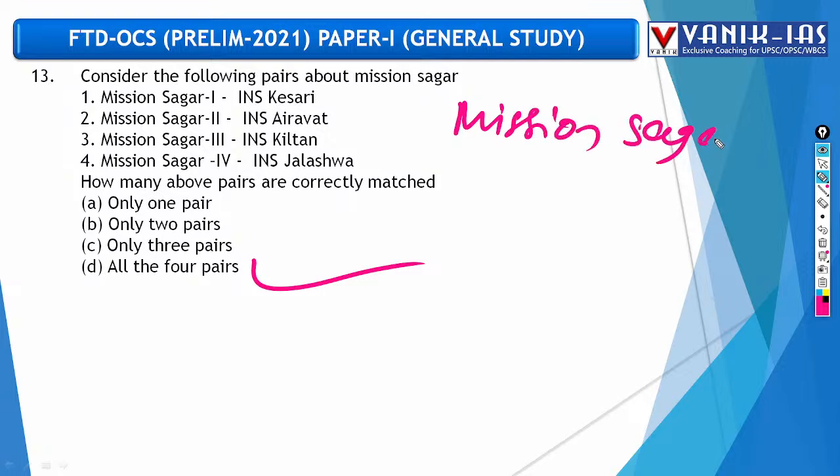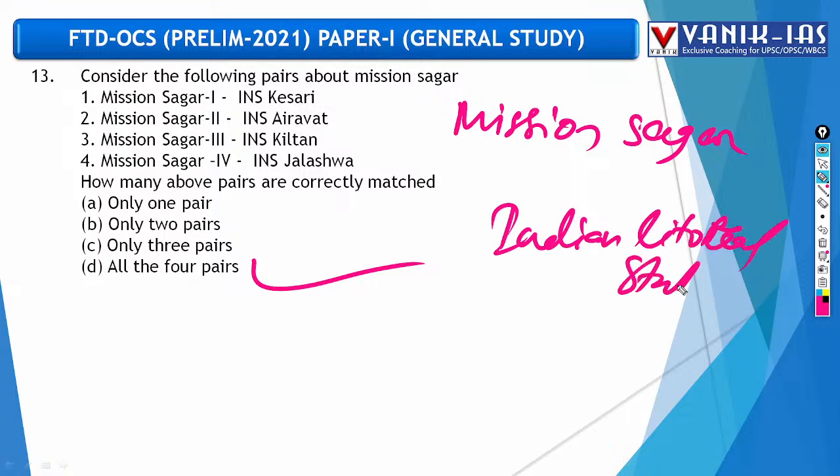What is this Mission Sagar? Mission Sagar is to deliver COVID-related assistance to the littoral states like Maldives, Mauritius, Madagascar, Comoros, Seychelles. These all are Mission Sagar.